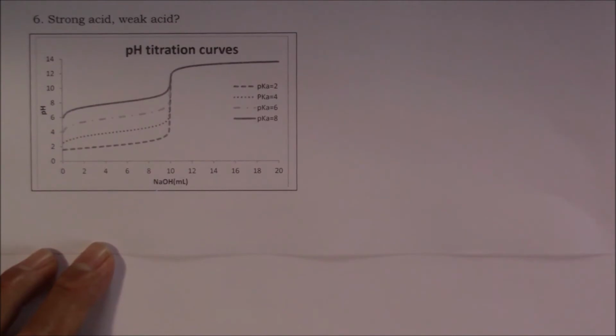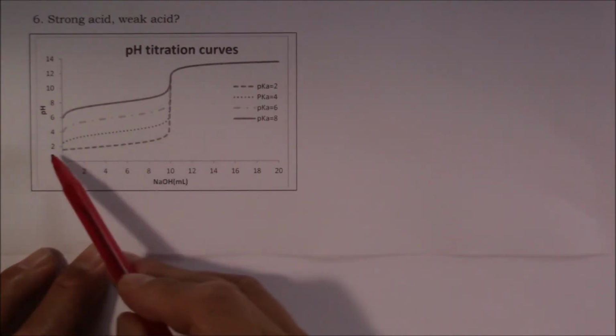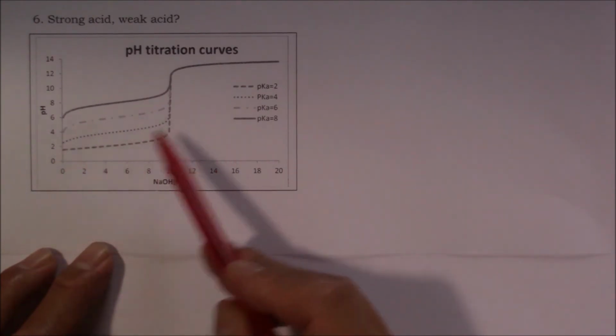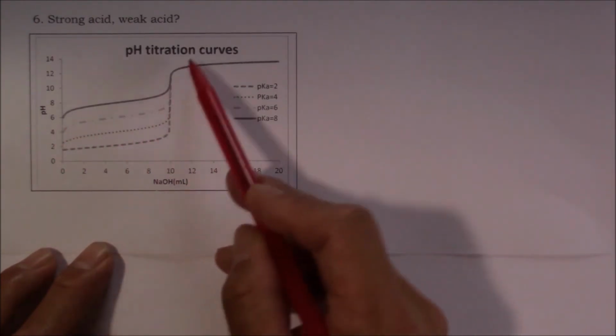If you know the pKa of the unknown acid, obviously you will know whether it is a strong acid or a weak acid. But I still want to show you 4 different curves with different pKa's: pKa equal to 2, pKa equal to 4, pKa equal to 6, pKa equal to 8.